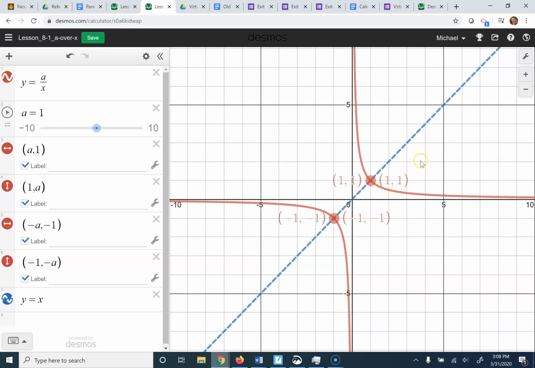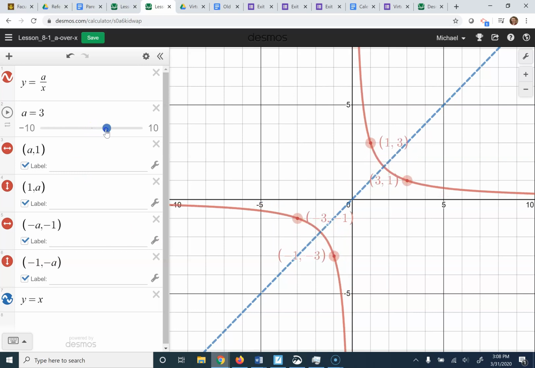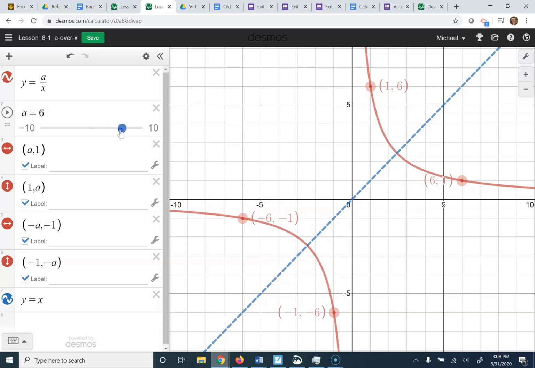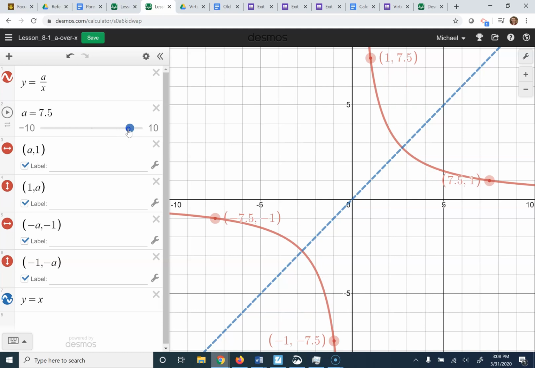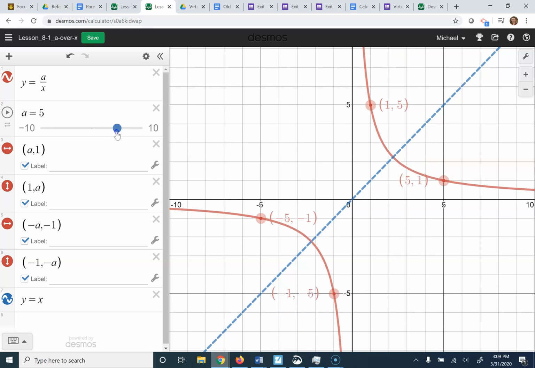What's interesting about this, it's also got the graph of y equals x, so that you can watch the symmetry. If we go to y equals, say, 3 over x, we get the point (1, 3) and the point (3, 1). Y equals 6 over x, you get more points. You move further out, 7.5 over 1 and 1 over 7.5. The graph moves further out, but it does it in a symmetric way so that you have the same point in two different places, (1, 5) and (5, 1), which makes sense if you think about the equation as y times x equals a. So 1 times 5 is 5, and 5 times 1 is also 5.